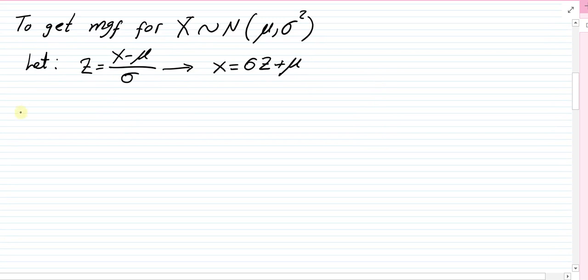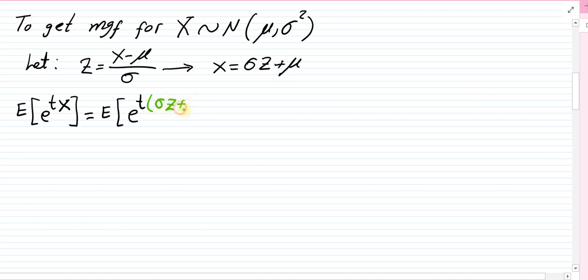Okay, so I'm going to do expected value of e to tx. Notice my random variable now is the general normal distribution X, whose distribution is the general normal distribution. So here the expectation is going to be e to t, I'm just going to put z sigma plus mu here, right? Remember that's what x is from this step right here.